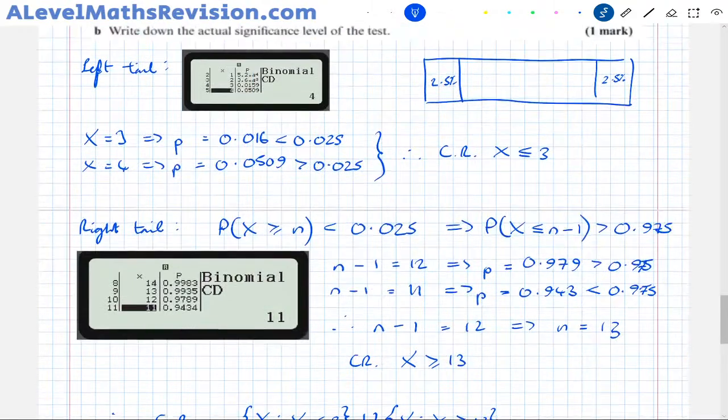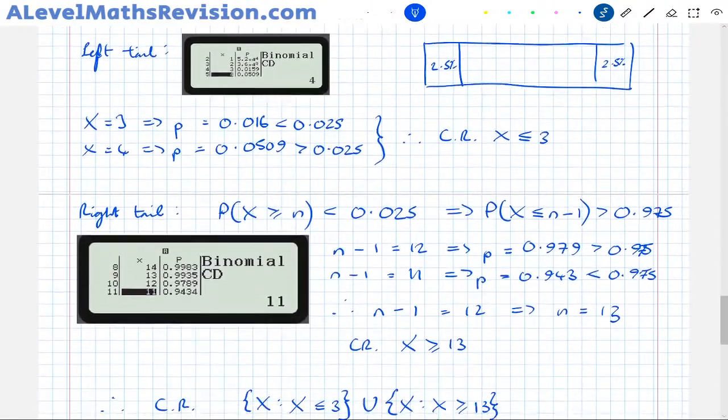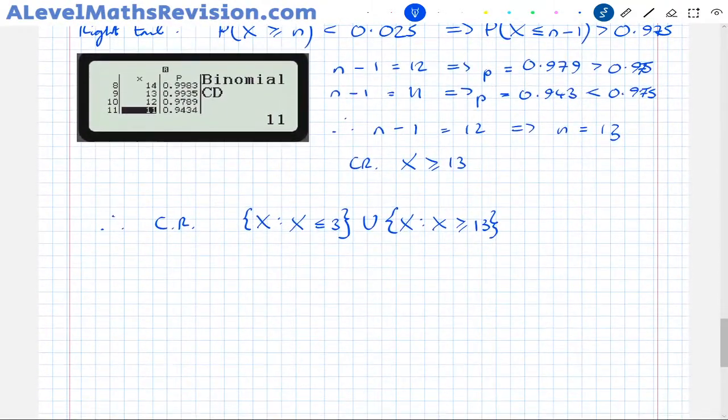So there's the critical region. Let's have a look back at the question. Write down the actual significance level of the test. Right, so the actual significance level is the size of the rejection region in terms of probability. So answering part B, it's the probability that x is less than or equal to 3 plus the probability x is greater than or equal to 13, the size of the rejection region.